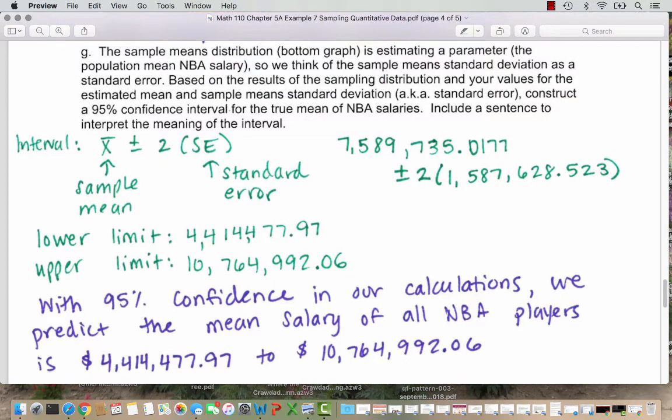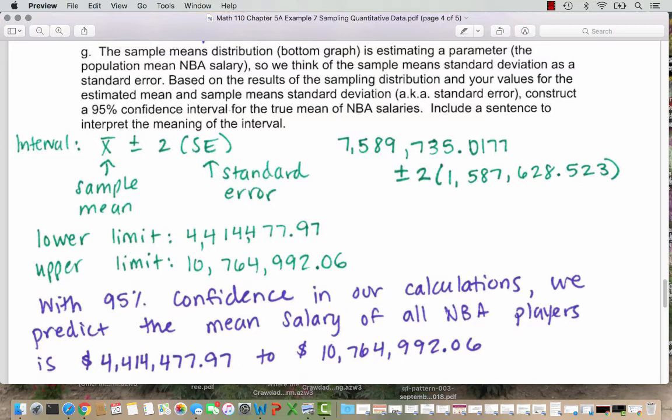Question G asks us to construct a 95% confidence interval for the true mean of the NBA salaries, and then we're going to include a sentence to interpret the meaning. So a confidence interval for quantitative data starts with a sample mean. We say X bar in math symbols, and we're going to add and subtract 2 standard errors because we are working with a 95% confidence level. So this is a similar setup to when we did confidence intervals for proportions. The difference here is instead of starting with the sample proportion, we start with the sample mean.